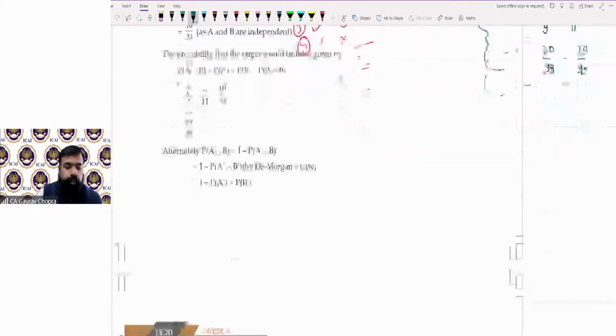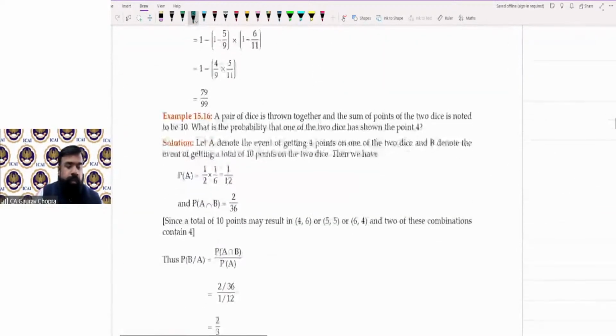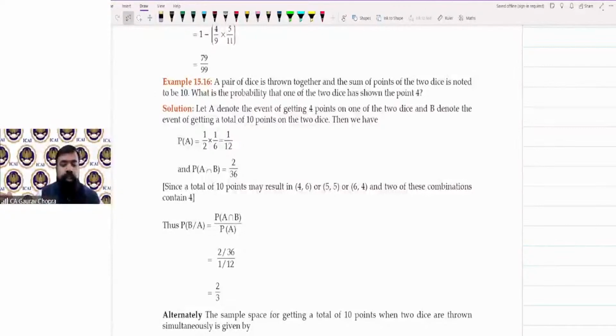Now, this was example number 15. Now we are moving towards the next one, that is example number 16. Example number 16: a pair of dice is thrown together. That means we are throwing how many dice? 2 dice, because a pair of dice is written. And the sum of points on the dice is noted to be 10. The sum is 10.